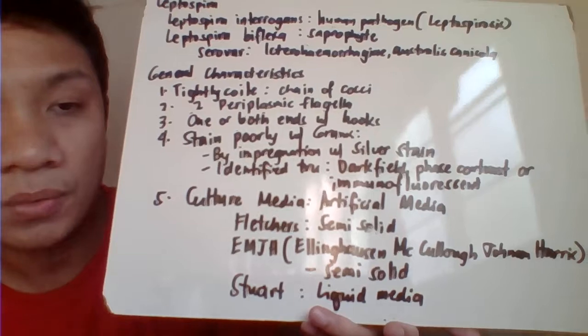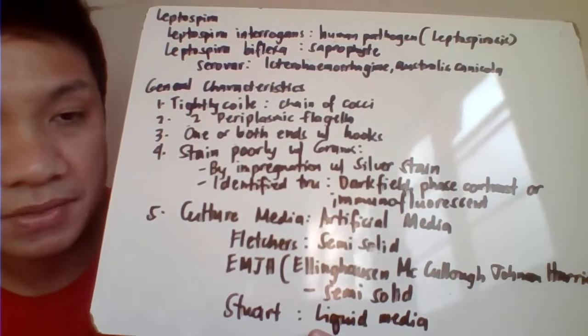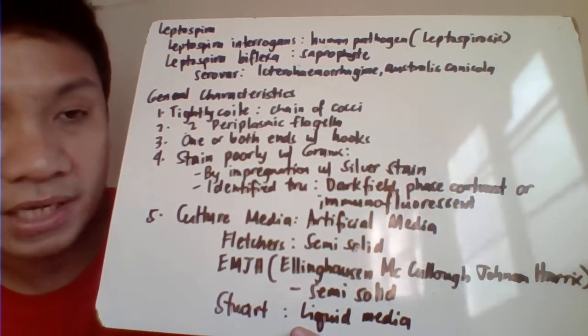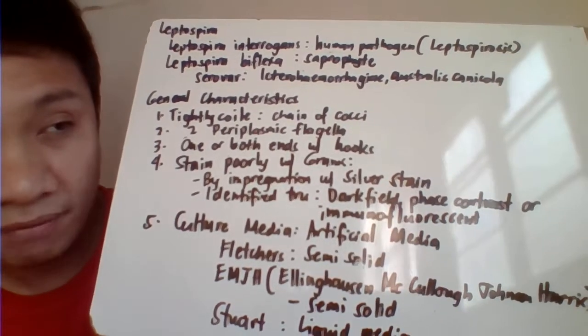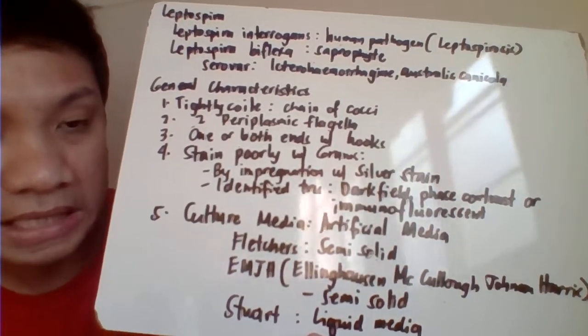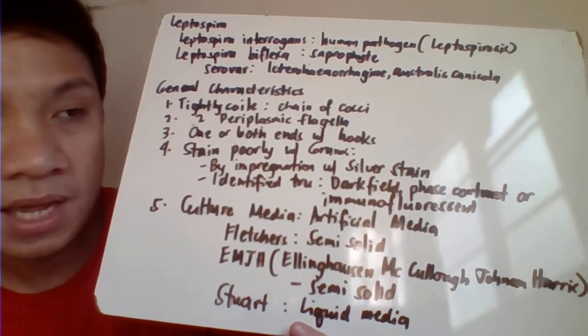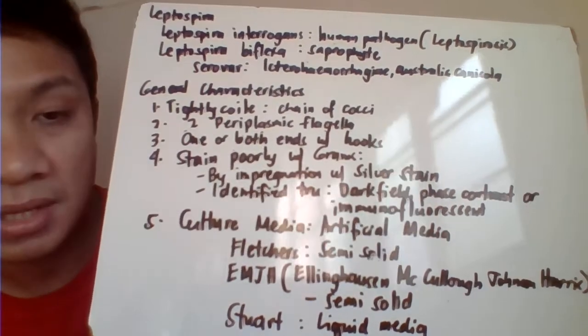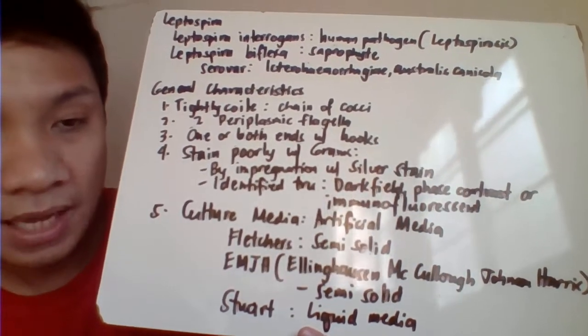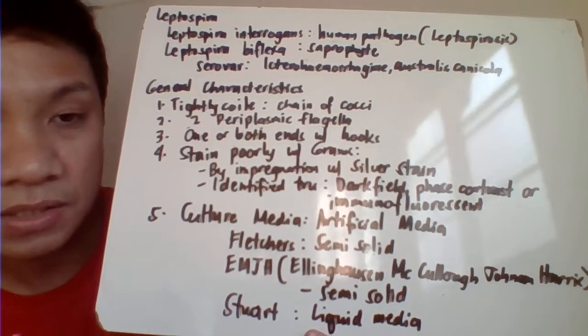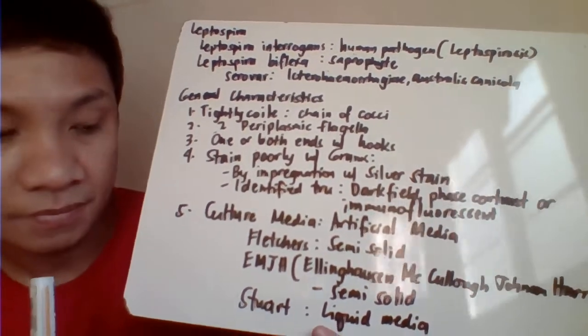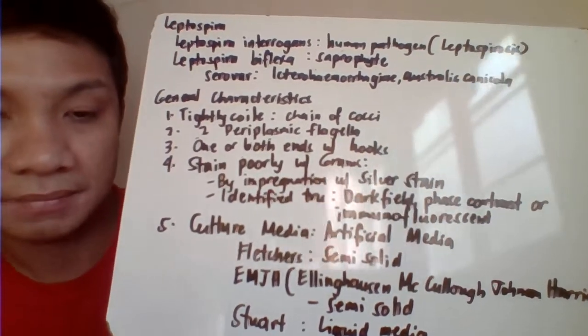They are unable to grow in artificial media, so not able to grow with the ordinary agar media. So we have that one, Fletcher's, which is semi-solid. We have also your Ellinghausen-McCullough-Johnson-Harris, which is also semi-solid. And we have also the liquid artificial media. We have your Fletcher's, we have your Stuart's.